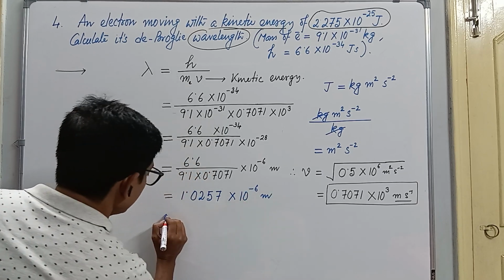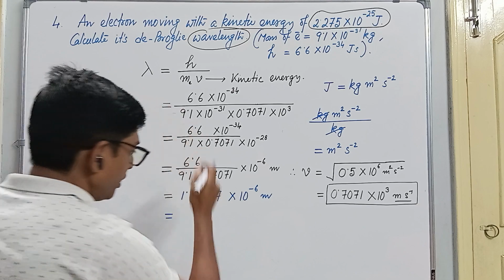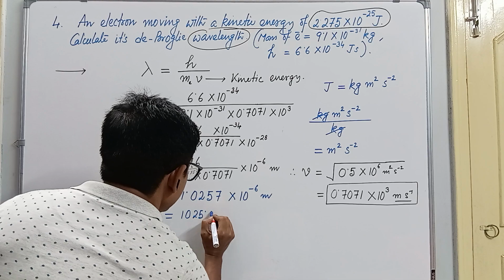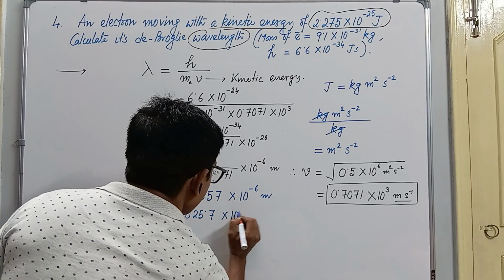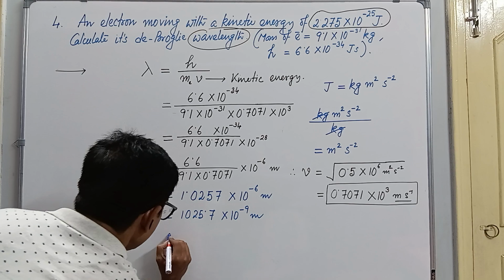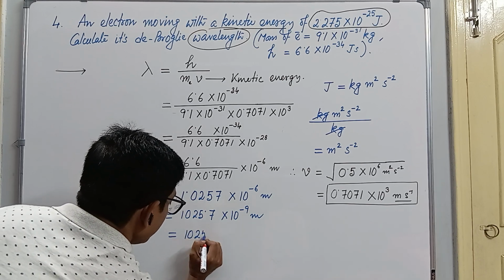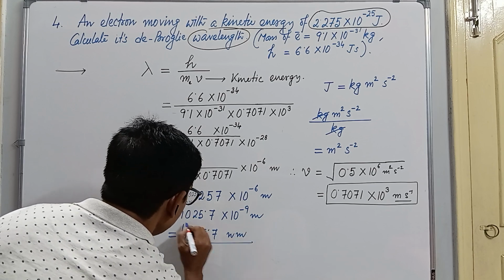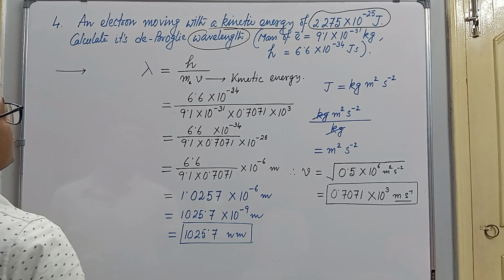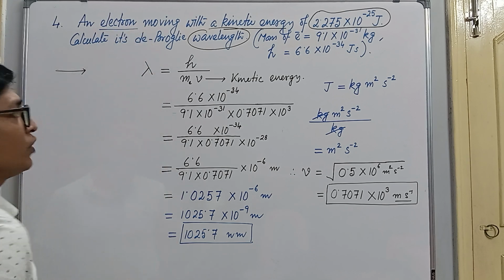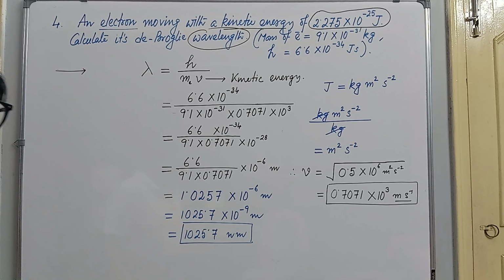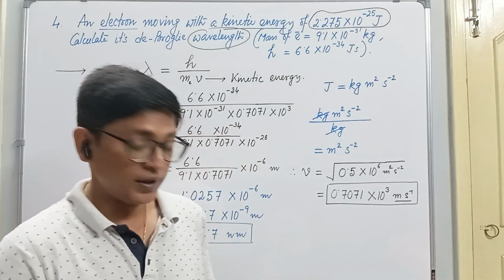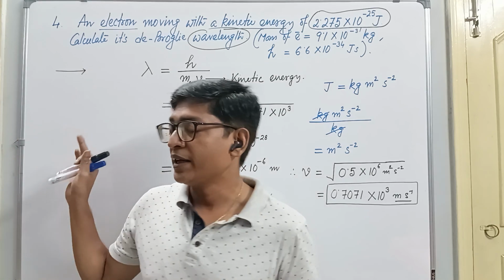If you want to express it in nanometer, then it will be 1025.7 into 10 to the power minus 9 meter. That means 1025.7 nanometer. Okay, so this is our final answer. So this is the wavelength associated with the electron which is moving with a certain kinetic energy as they have given in the numerical problem. So here you can see how easily we can solve the numerical problem associated with de Broglie's equation. In this case, very simple.